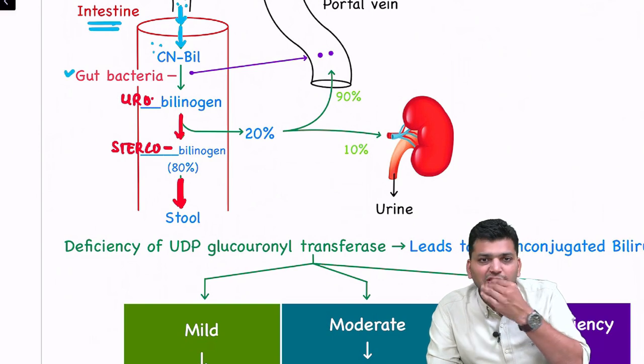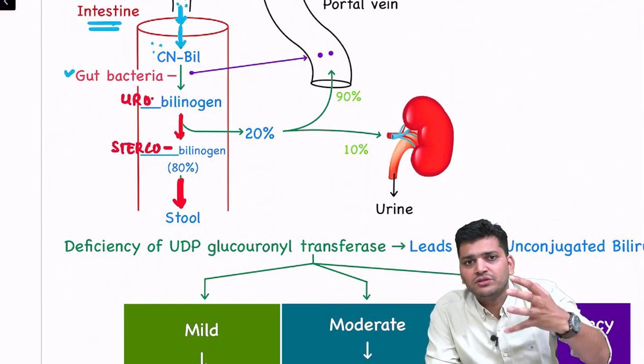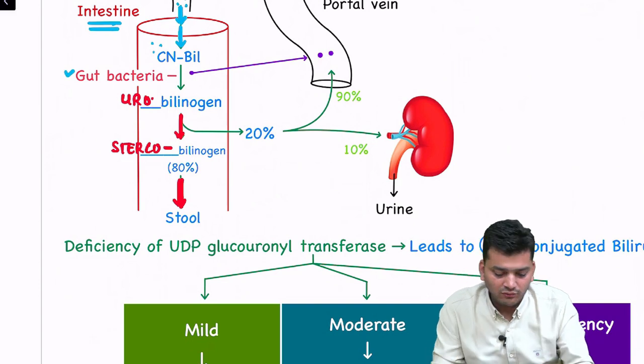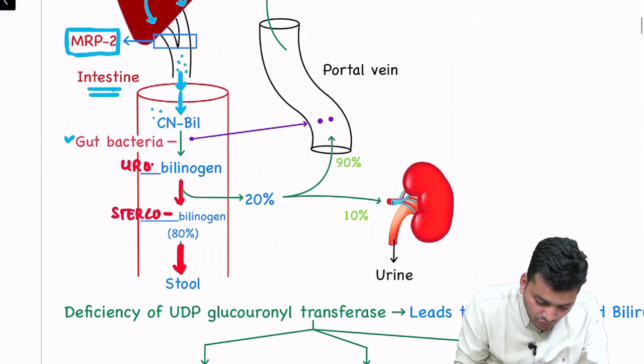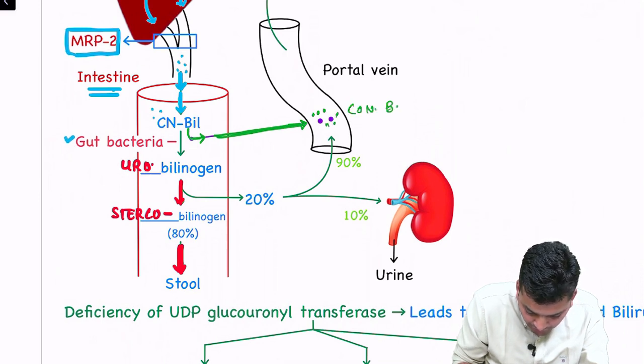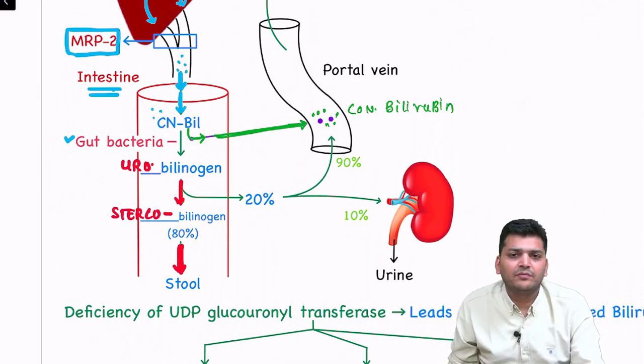Now meanwhile, when all these processes are happening, the urobilinogen converting into stercobilinogen and coming in the stool, what happens is some amount of conjugated bilirubin gets absorbed from the intestine and comes into the blood. So in our blood, we have some conjugated bilirubin because it has been absorbed directly.